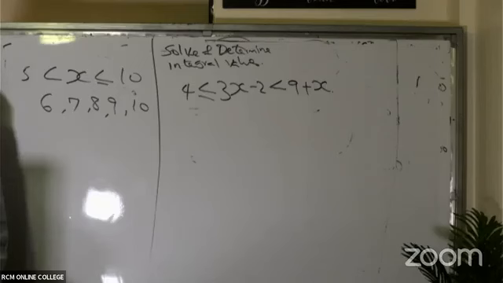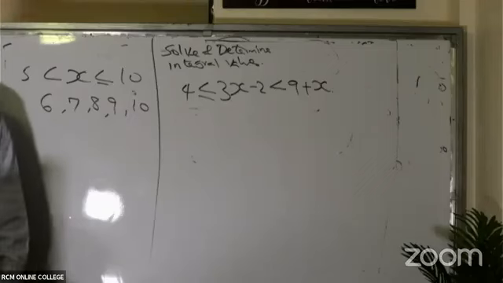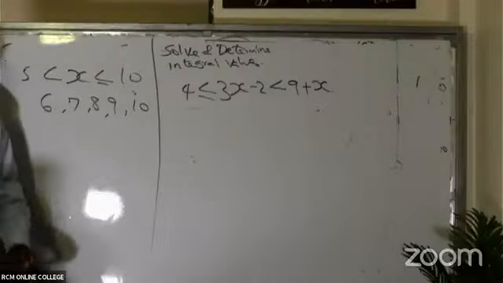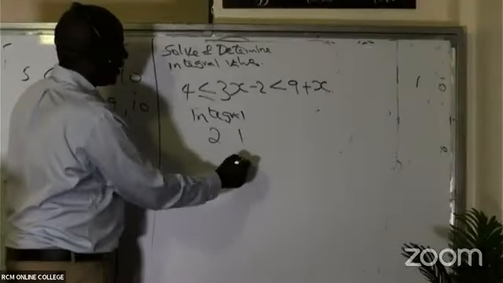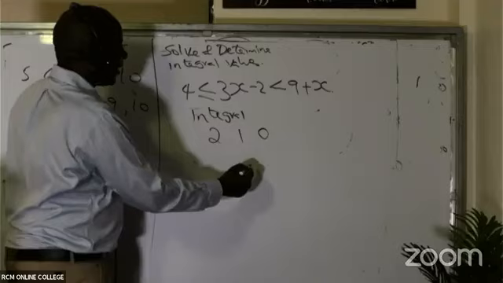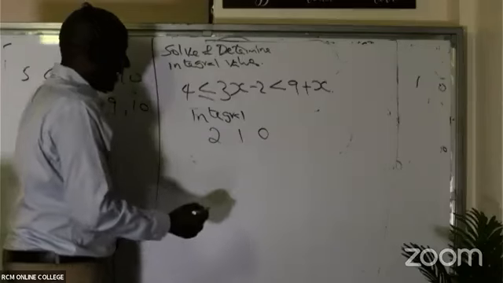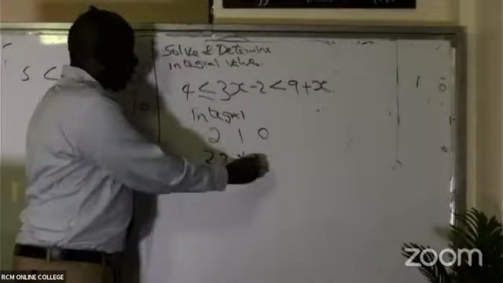I hope you're not giving the answer because Ashley, we count the students who write down the answers. But I'll just give you a chance to talk. Integral values are 2, 3, 4, 5. 2, 3, 4, 5, like that.